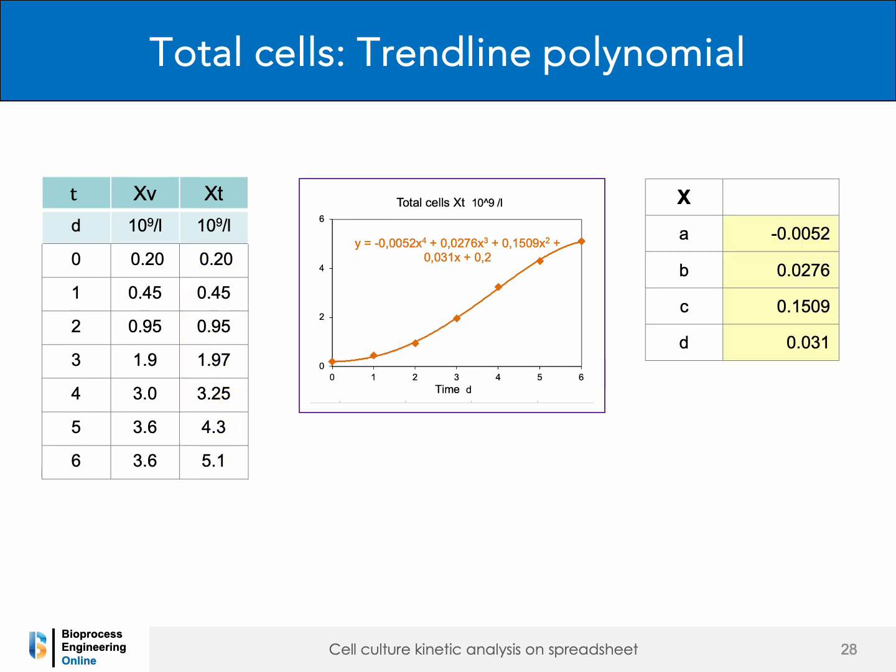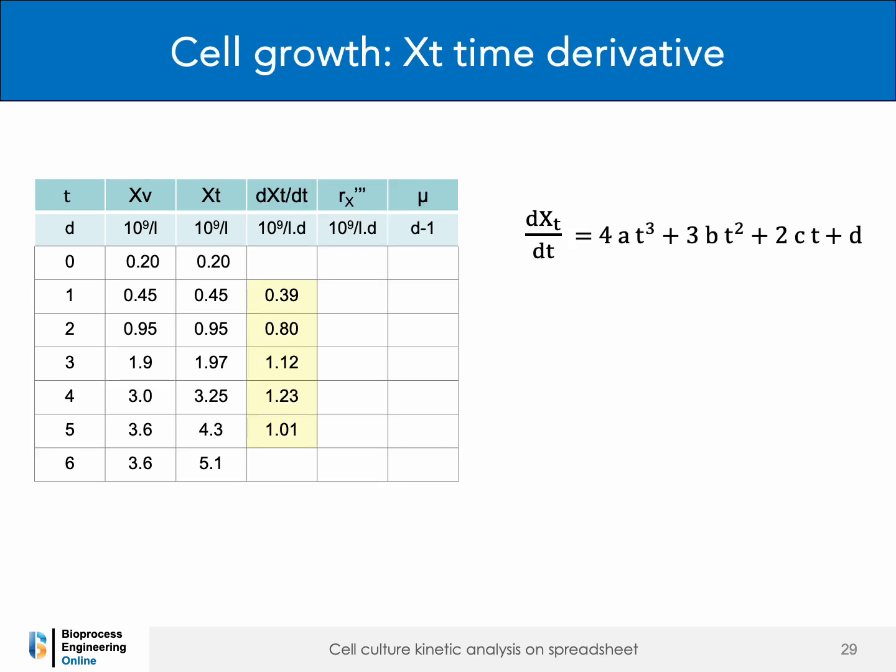Report the values of the polynomial coefficients A, B, C, and D. With these coefficient values, calculate the time derivative of the total cell concentration as dXt/dt = 4At^3 + 3Bt^2 + 2Ct + D. Establish the formula at day 1 and copy-paste it to the following times.